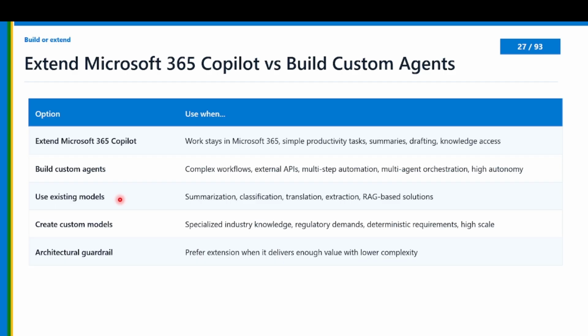We have a meetings agent that takes meeting notes, summarizes the meeting, and gives a summary of every meeting that it attends, and so on and so forth. So use an existing model when you need an agent that can summarize, when the task involves summarization, classification, translation, extraction, or a RAG-based solution. So you can use existing models.